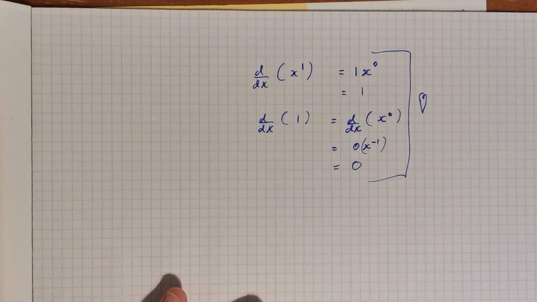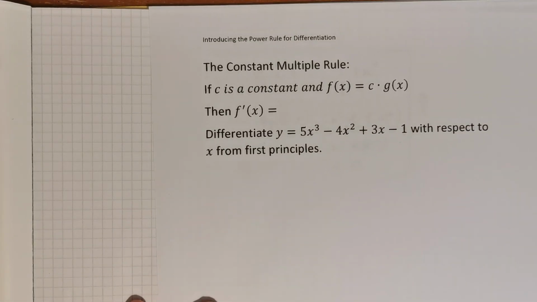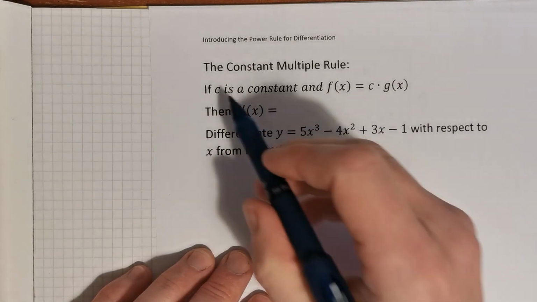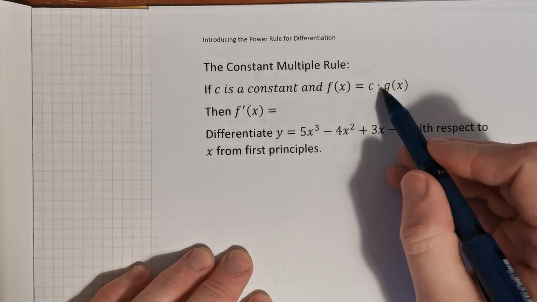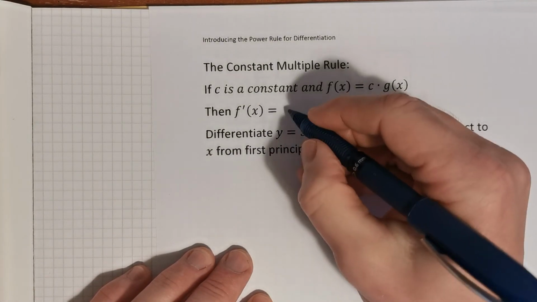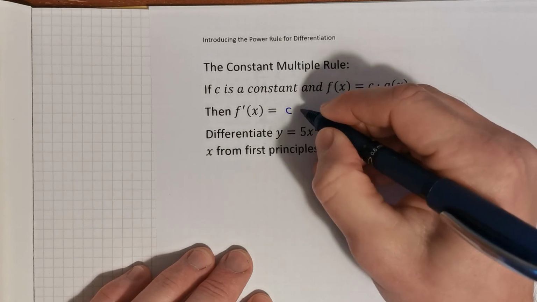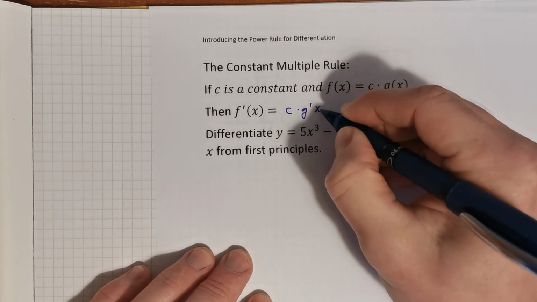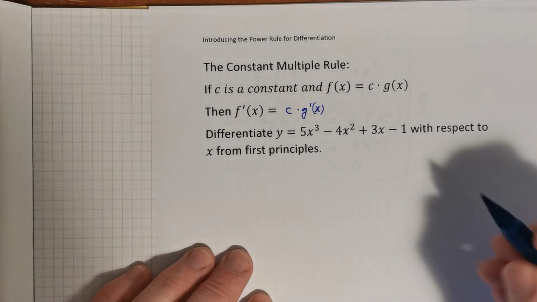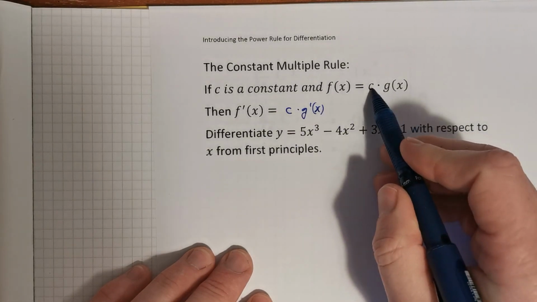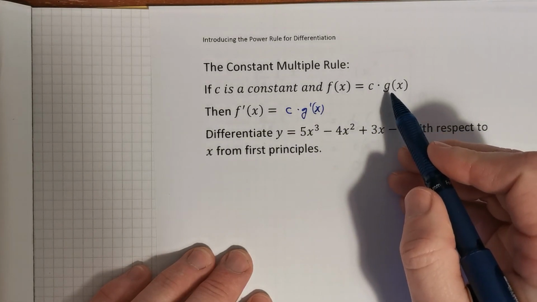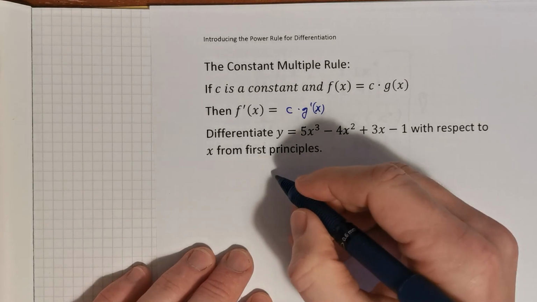We look at one other rule called the constant multiple rule, and again you've got to know these. If c is a constant and f of x is c times g of x, then f prime x will be c times g prime of x. That means we can always just factor out the constant and take the derivative of the x part. So let's have a look here.